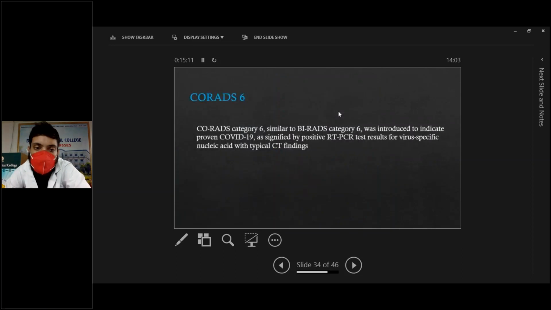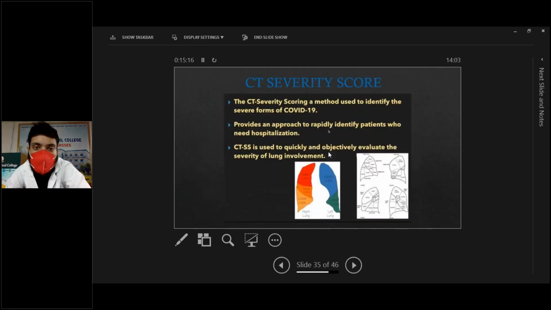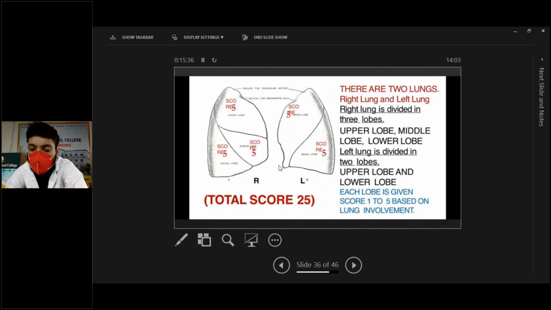CORADS 6, as I already told, is an RT-PCR proven case of COVID. We now have a CT severity score, just like what I told for the X-ray. It's a method used to identify the severe forms of COVID-19. It provides an approach to rapidly identify patients who need hospitalization. So the CT severity score is used to quickly and objectively evaluate the severity of lung involvement.